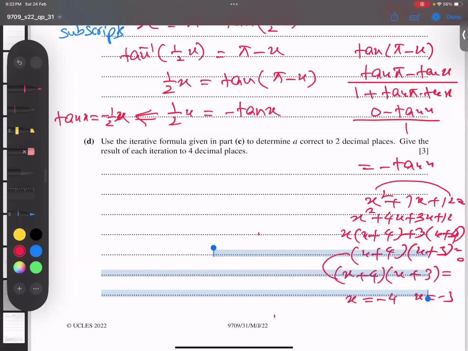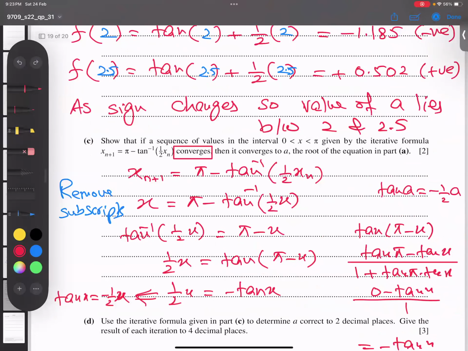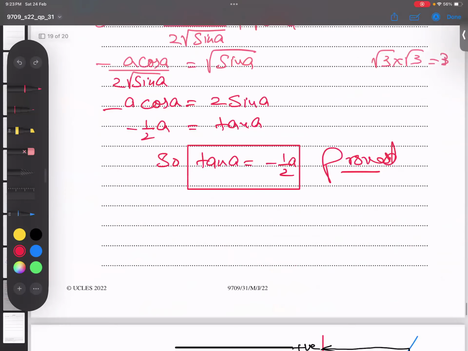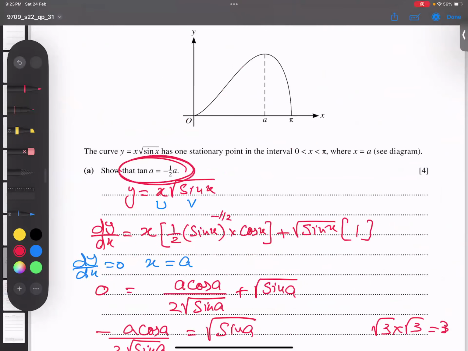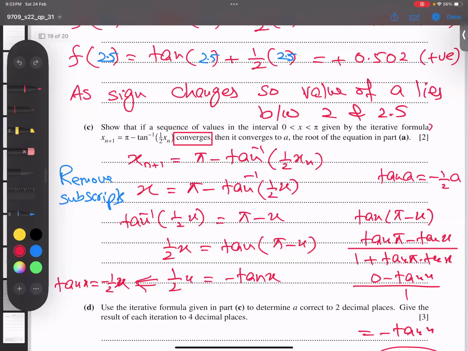So as I prove a connectivity between them, I can say that the answers of this equation will become answers of this equation. Reading the statement: show that the sequence of values of this iterative formula converges to the root of the equation in part A. Root means answer. What is the answer of this equation? The same answer as this equation.